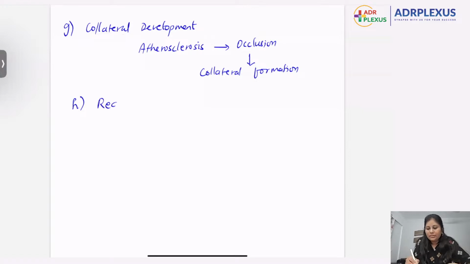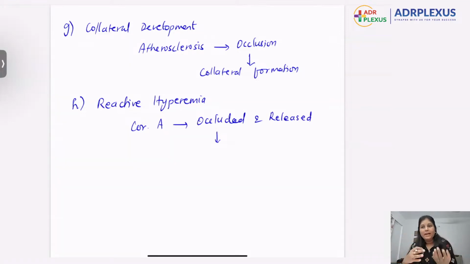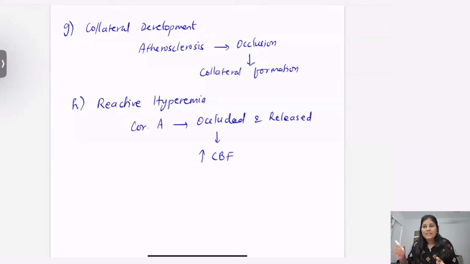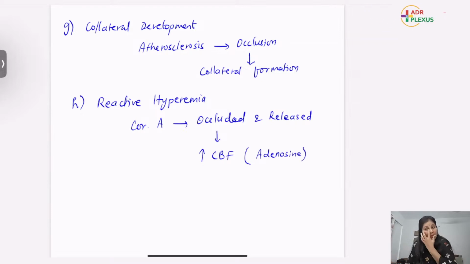H, reactive hyperemia. This is one other point. What is this reactive hyperemia? Same way, when a coronary artery is occluded and you remove the occlusion, like how you remove the atherosclerosis by thrombolysis and all those things, immediately there will be an increase in coronary blood flow, and this increase is actually happening because of adenosine. Again, adenosine will be produced in a lot in those tissues, and they will go and dilate the blood vessels, and that causes a sudden increase in the blood flow once occlusion is removed. This is called reactive hyperemia.